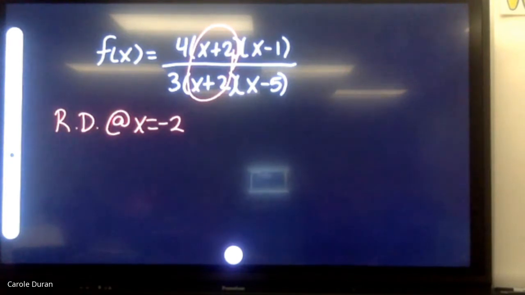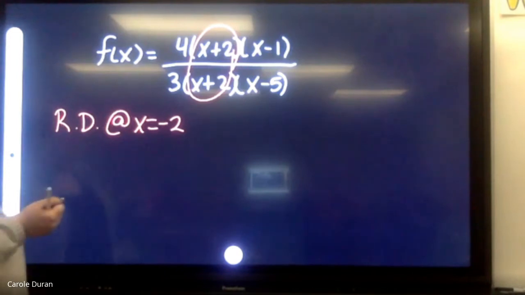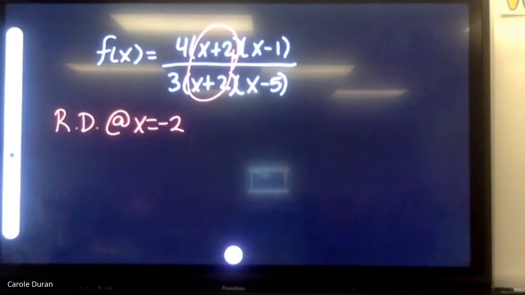Okay, what do I look for next? Your vertical asymptote. Where's that going to be? Isn't it your 4 and your 3? Nope. Is it the x minus 1 and x? No, it's the degrees, isn't it? Nope. I don't know then.